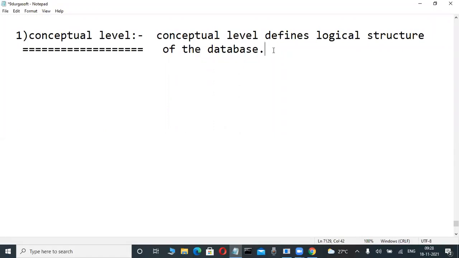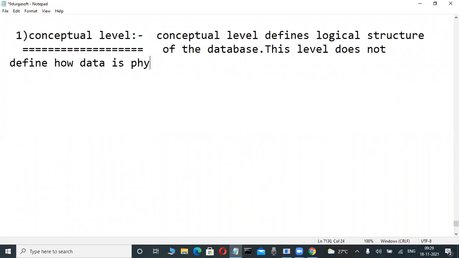Conceptual level defines the logical structure of the database. Finished. Now write it. Theory: this level does not define how data is physically stored in the database.